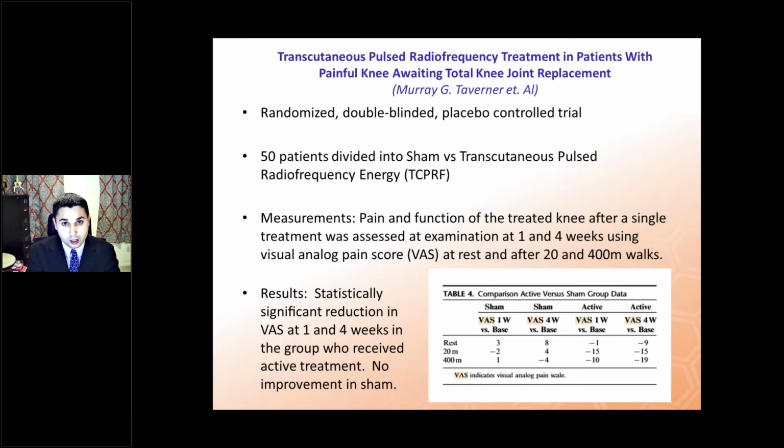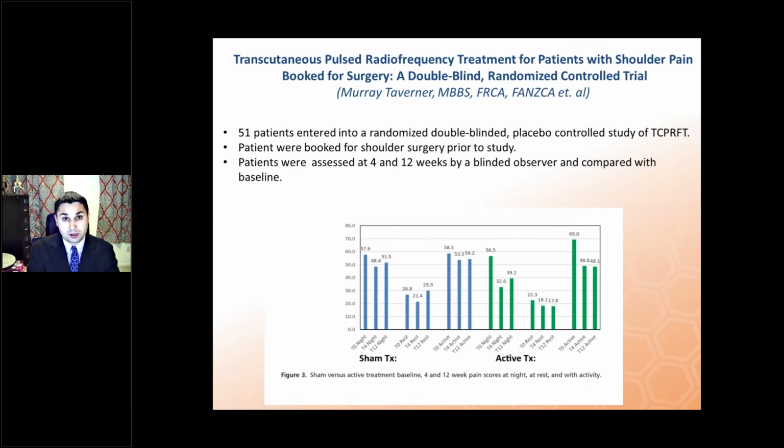So Tavner, using the same type of device, actually did another study, kind of in concept, prior to surgery. These were patients who were booked for surgery. And this one is measuring again the visual analog scales. So 51 patients, and they're measuring them at 4 weeks and 12 weeks and comparing how their pain scores were. So the shams are these ones in blue here, and you can see it's very small changes, and in fact not significant, which the study didn't show any statistical significance.